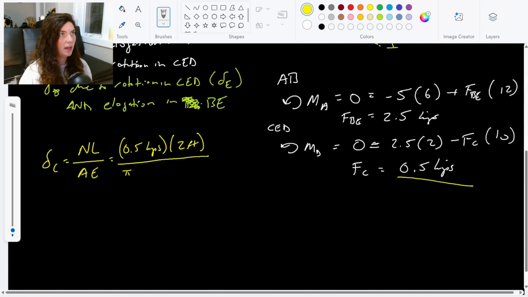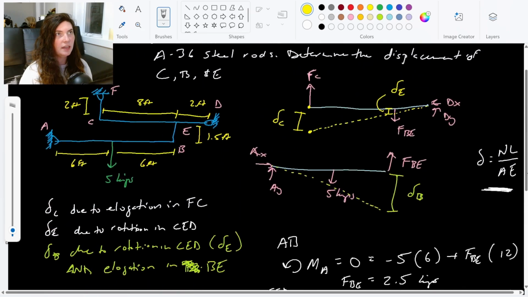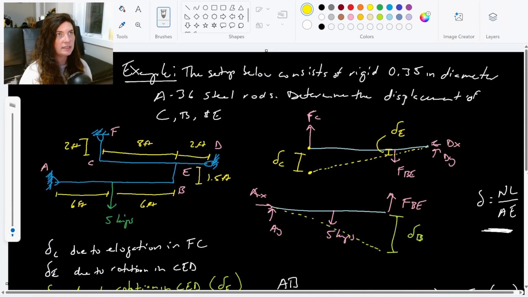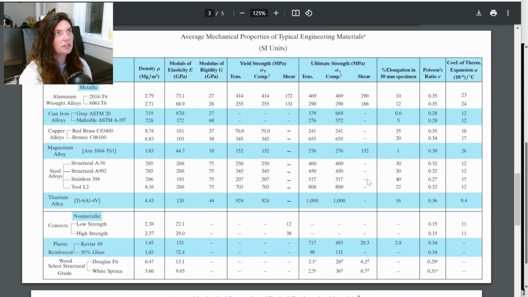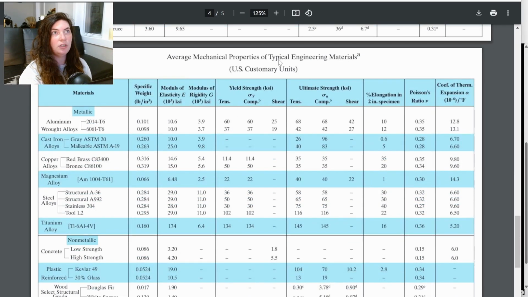So that'll be pi over 4 times 0.35 inches squared. And then I need modulus of elasticity, which of course they don't give us. I have to go back to my tables for A36 steel, and this is in US units. So that's SI units; here's my customary unit scale. A36 is 29 times 10 to the third ksi.